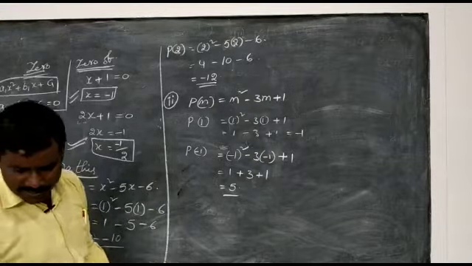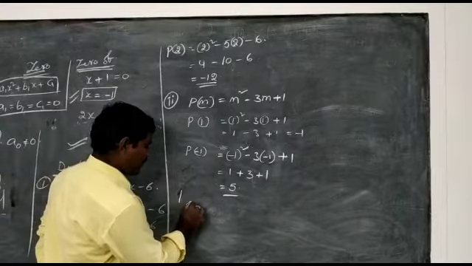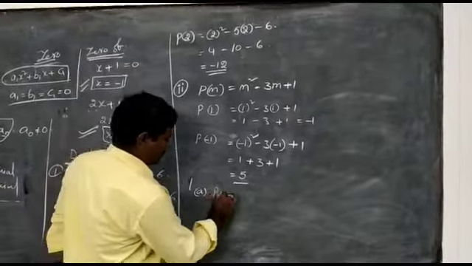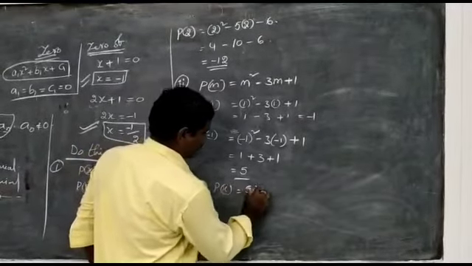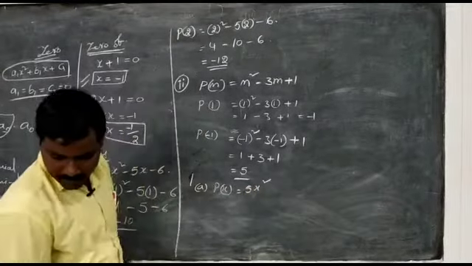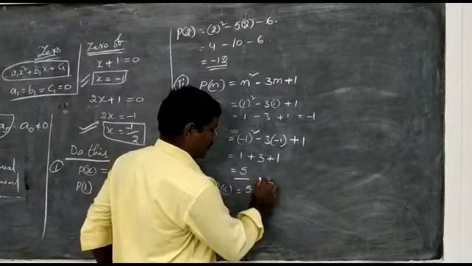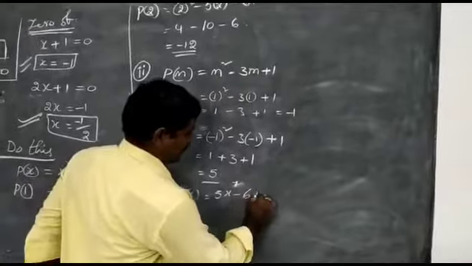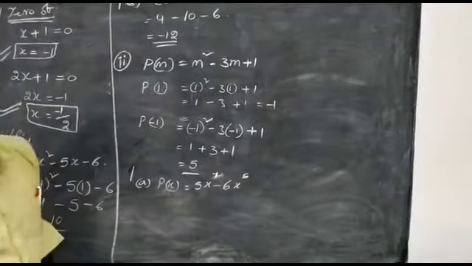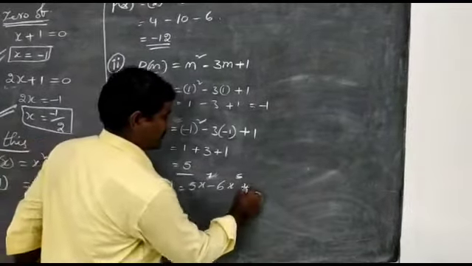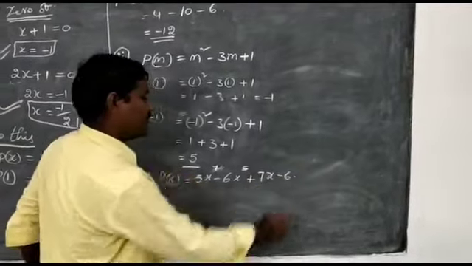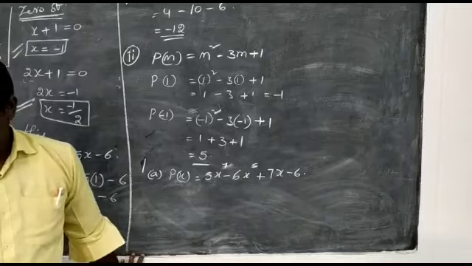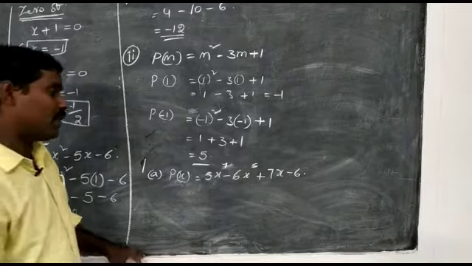First problem, first Roman. The polynomial P of x is equal to 5x square minus 5x to the power of 7 minus 6x power 5 plus 7x minus 6. This is the given polynomial. Now the questions. First question, the coefficient of x power 5.